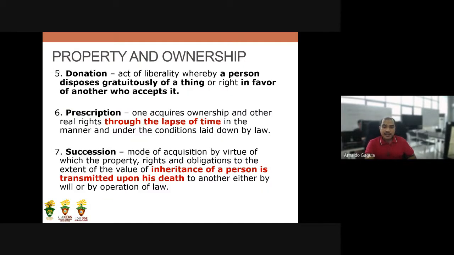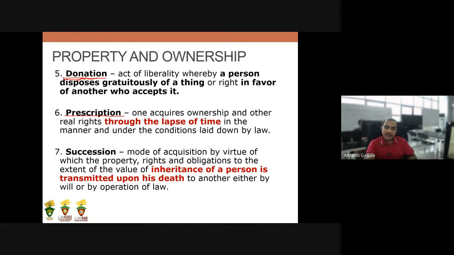Next mode is donation. Donation is an act of liberality whereby a person disposes gratuitously of a thing or right in favor of another who accepts it. From the word itself, you donate to others. You give your property to someone else.